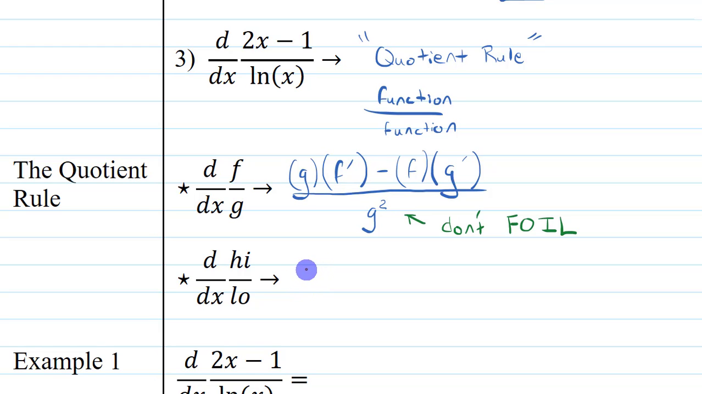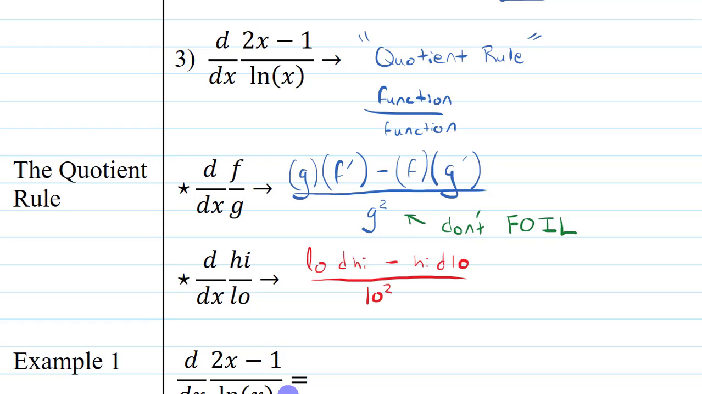So it's going to be low d high minus high d low, all over, and I usually pronounce this as low low, or low squared. But again, it's low d high minus high d low, all of that divided by low low.